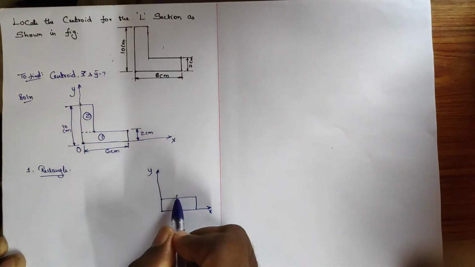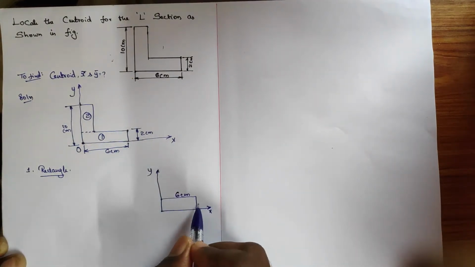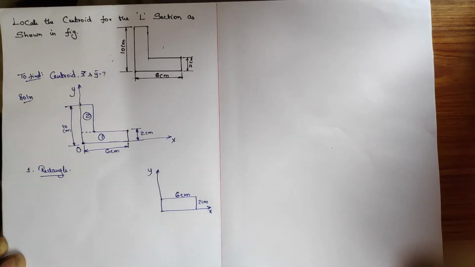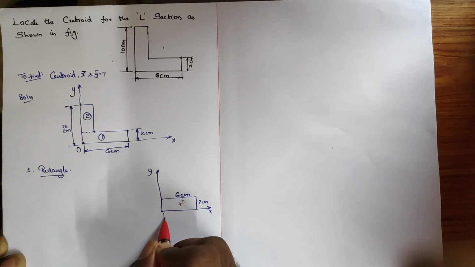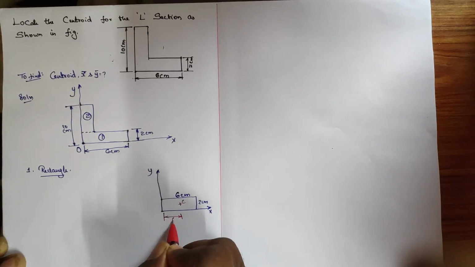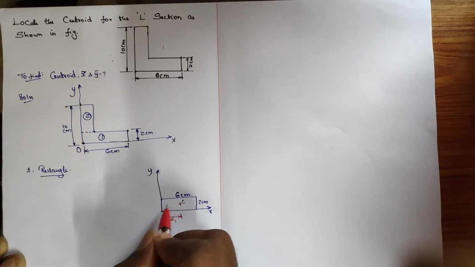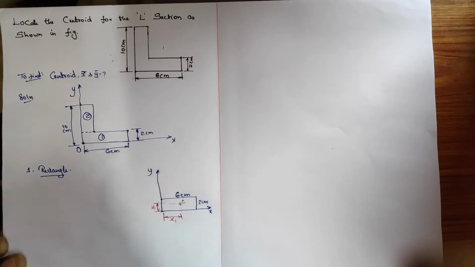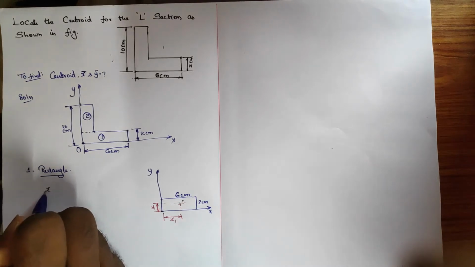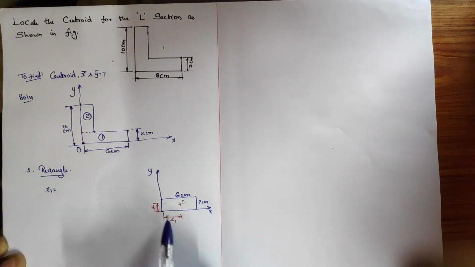So its length is 6 centimeter and its width is 2 centimeter. This is how. So for this we need to find the centroid C. This x distance here is x1, since it is component 1. So here this distance is y1. Did you get it? This is the thing we are going to find, x1 from O to this particular point.